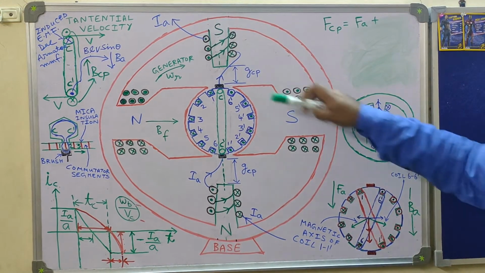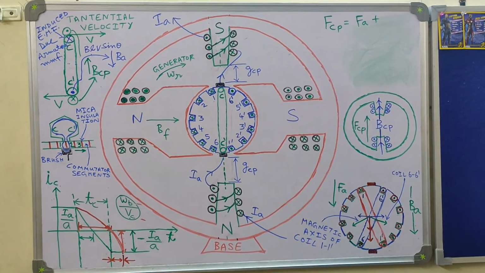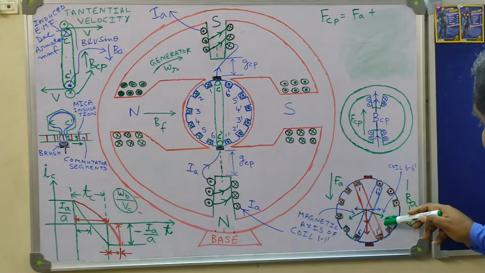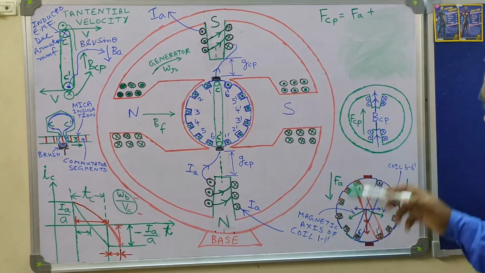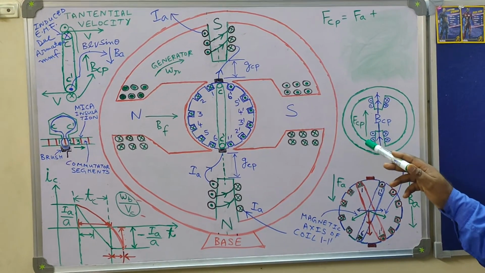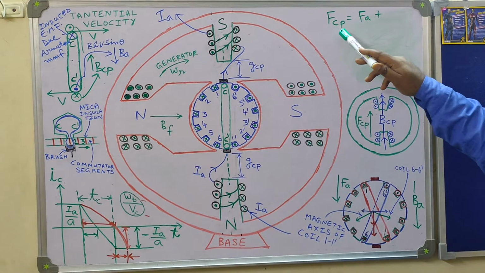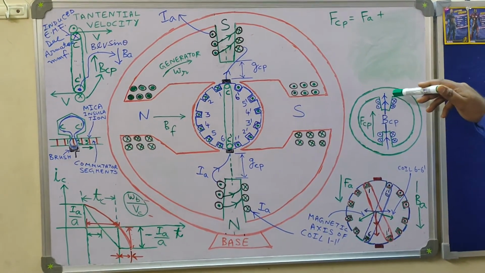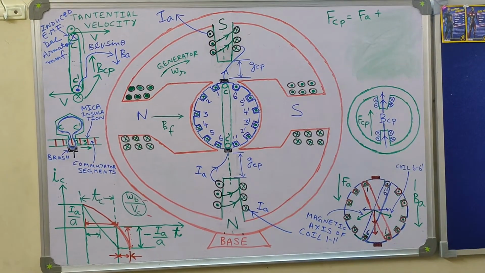So what is the other function of the interpole? Remember, the first function of the interpole was to cancel the armature MMF. The armature MMF was directed vertically downwards in this particular case, whereas the interpole MMF is directed vertically upwards. So FCP should cancel FA. FCP is the MMF of the interpoles or commutating poles, so it should be at least equal to the armature MMF FA.